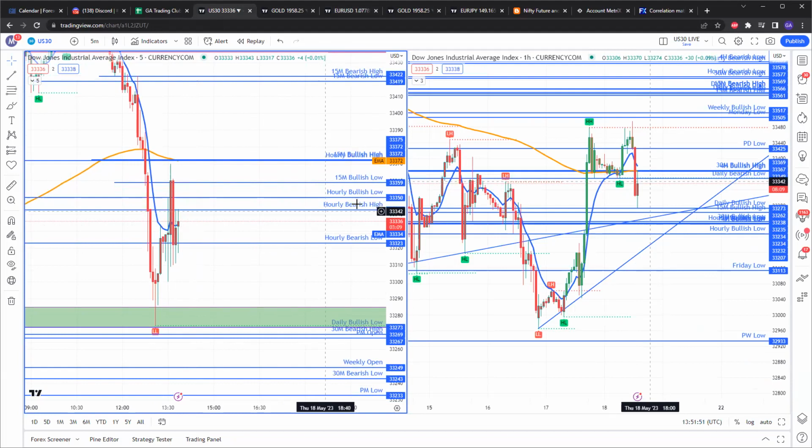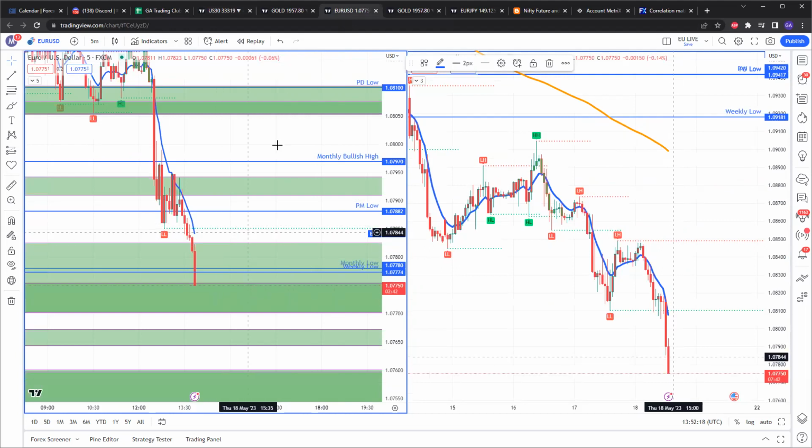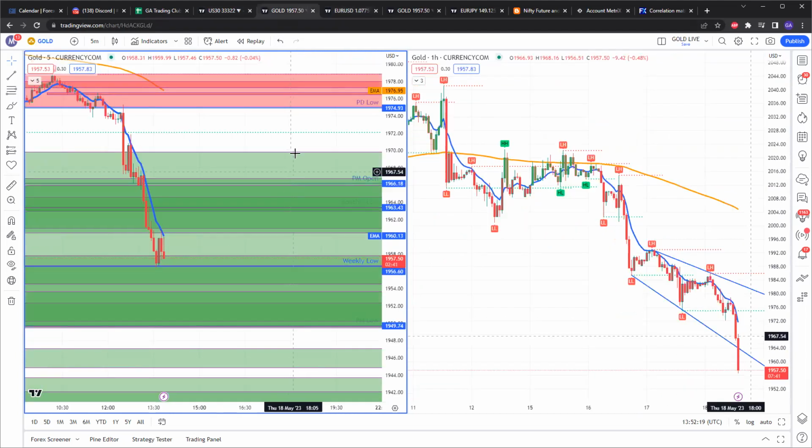So you have an hourly bearish high and an hourly bearish low. If your bias is telling you there's a sell on US 30, we do have an hourly bearish high, hourly bearish low. We also do have a death cross that came up on the 5-minute. However, for me, I'm not looking for sells as of now on anything. I would rather wait for the trend because the trend has already gone so far. If you look at EU, it's still melting, gold is still melting.